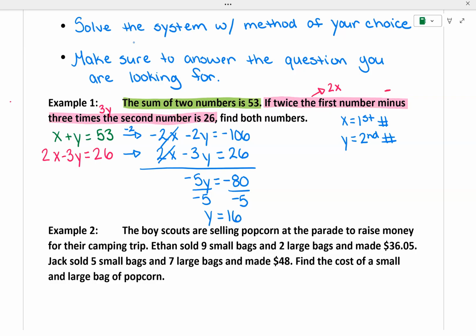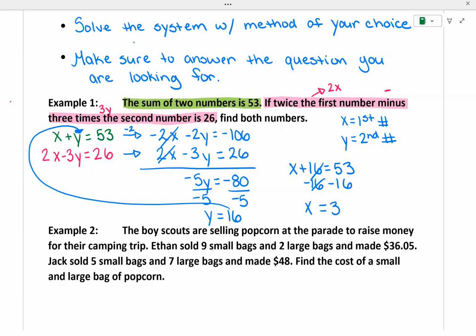So remember in class I said I always go back to the original. So I'm going to plug it in right there. So x plus 16 equals 53. And then I'm going to minus 16, minus 16. x equals 37. So the question says just to find both numbers. So that means we have the numbers 37 and 16. That is what would satisfy the scenario.